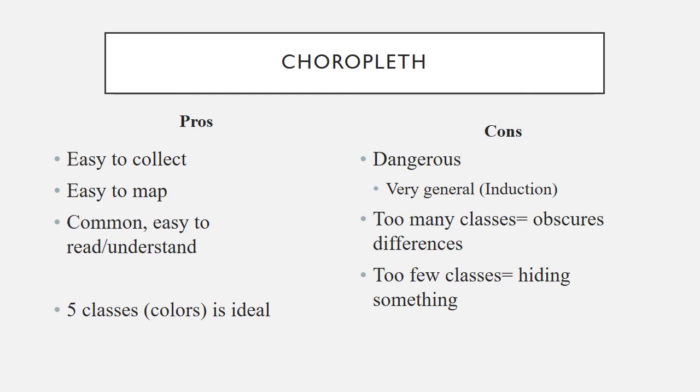The cons, the downsides of these maps, are that they can be dangerous because they can be very general. They can use some of these forms of cartographic communication we'll discuss at the end of the lecture to obscure differences or maybe hide data depending on how it's displayed. And I'll give you an example of that here in a moment.